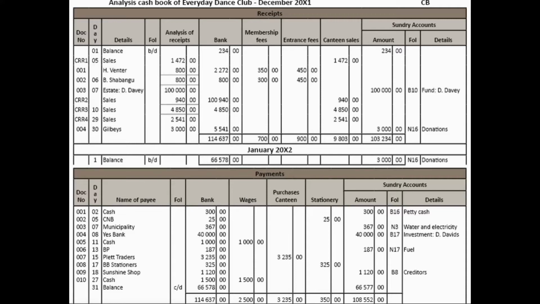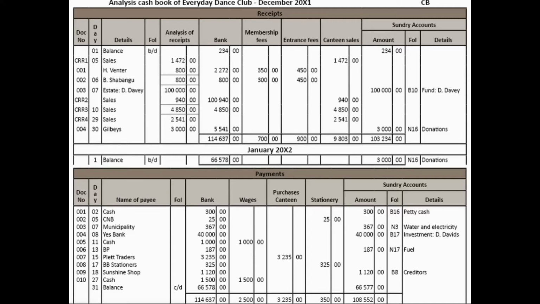Okay. And then on the 11th, wages, cash, 1,000 in the bank, 1,000 in the wages column. On the 13th, petrol, 187 in the bank column, and in the sundry accounts column, fuel, 187. And then for stock to Plate Traders for canteen stock, 3235. So it is 3235 in the purchases canteen column and in the bank column.